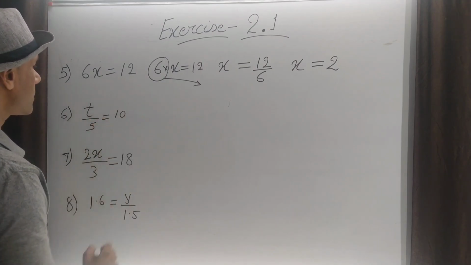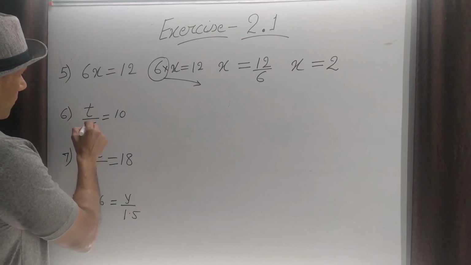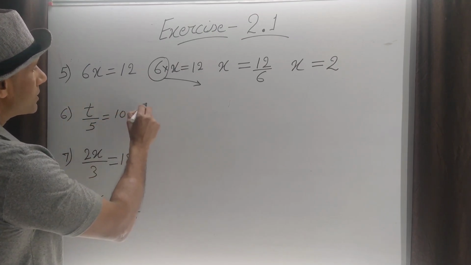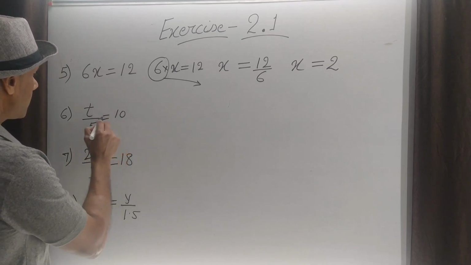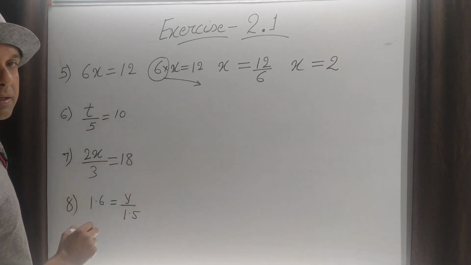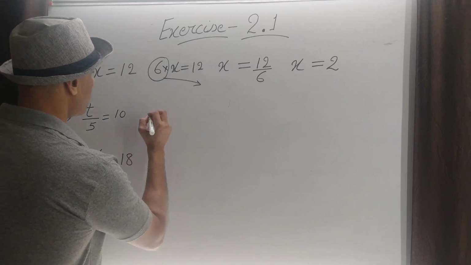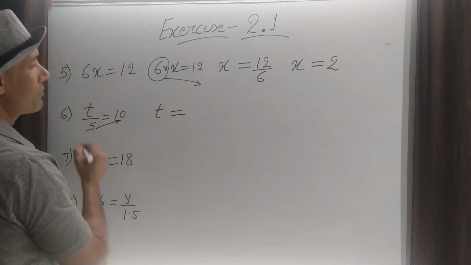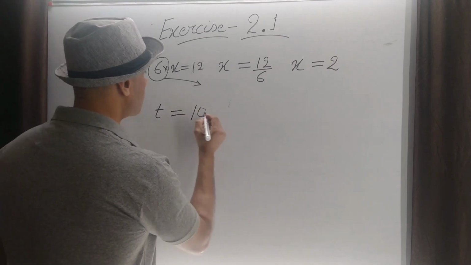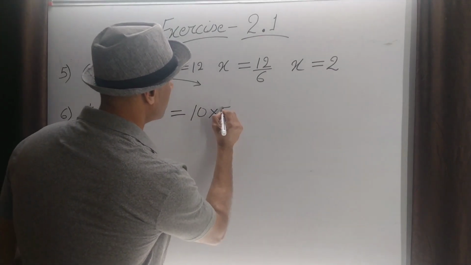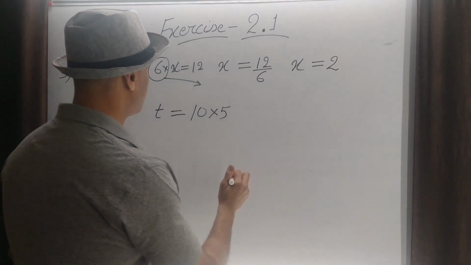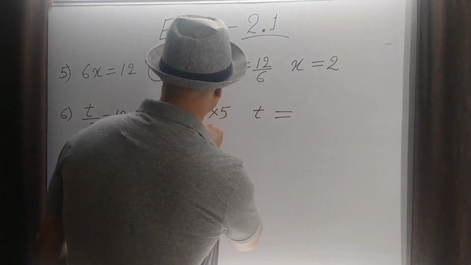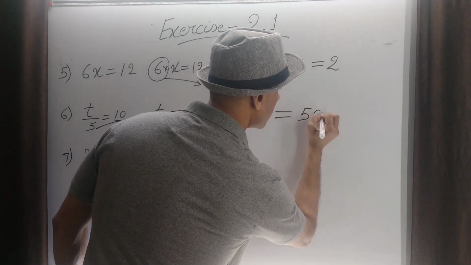t divided by 5 is equal to 10. So here 5 is dividing t. While it moves to the other side of the equation, it multiplies the number on that side. So we'll write t is equal to 5 multiplied by 10. 10 stays here and we multiply this 5 with 10 on this side. So the answer is t is equal to 10 into 5, that is 50.